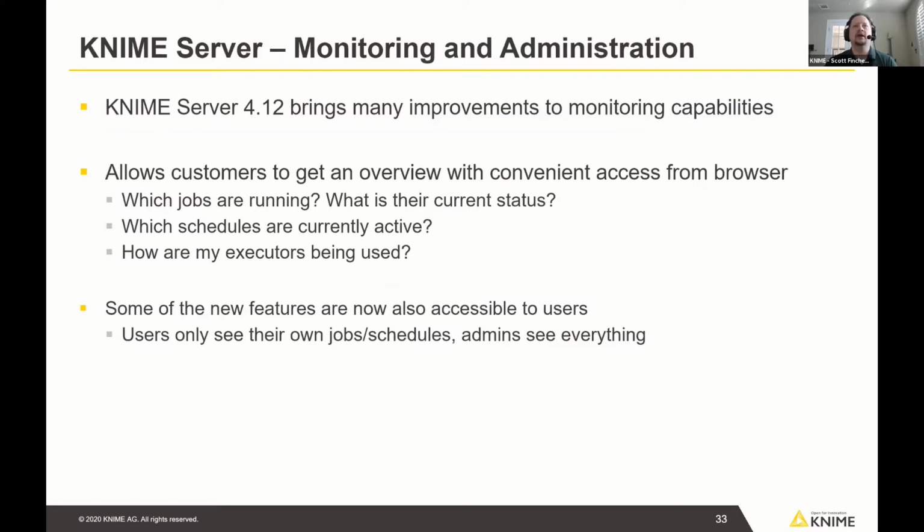Which jobs are running, what's their current status, what schedules are out there being used, which one of those schedules are active, how are the different executors within my executor groups being used, what does their load look like in terms of CPU cores or memory? Is there a way that we could access that information from the web browser with a nice interface? So that's what we're trying to do, answer those questions, just being able to log into KNIME Server and see some of that. And I'll show you some screenshots here in a minute of what I'm talking about.